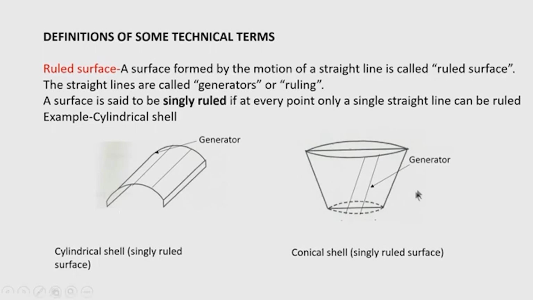Now, here you see a frustum of a cone, that is also a shell of the singly curved group. Why is it a singly curved group? Because the curvature along one direction is only important, because in the other direction it is a straight line. So, the generator is also a straight line which is revolved around the circle to form a cone. Therefore, it is also a singly curved shell, and a single straight line is used to form the ruled surface. Therefore, this type of shell is known as a singly ruled surface.